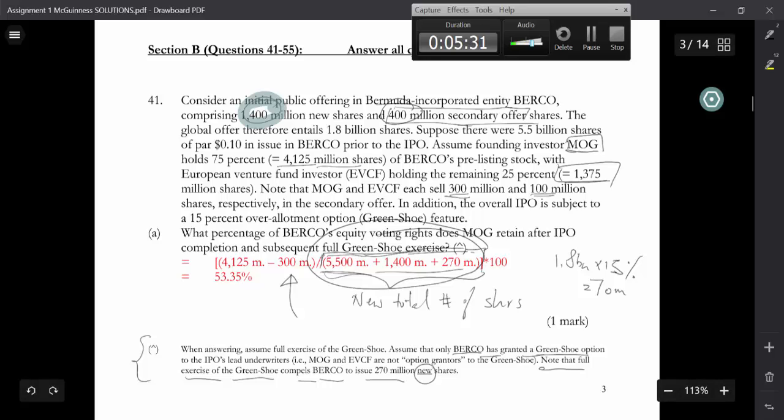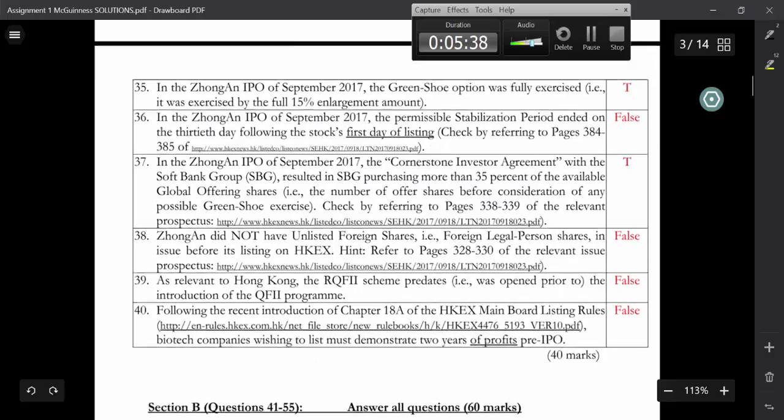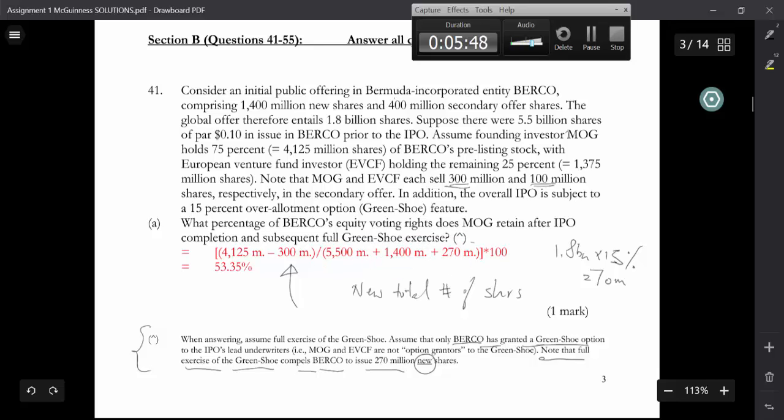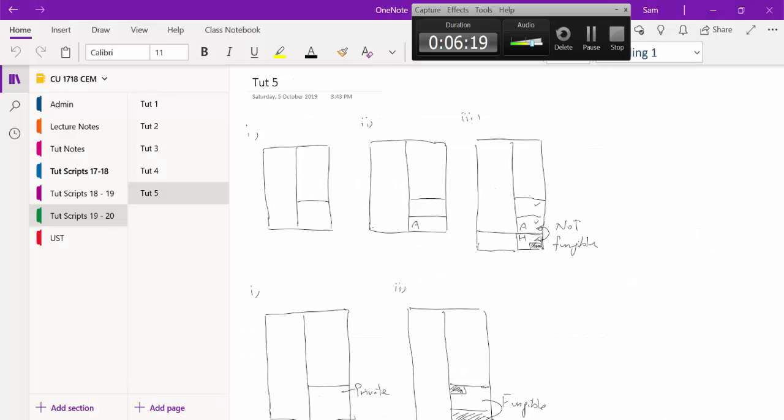Now, question 41. Some of you, when you got the wrong answer, maybe even in the first section, don't know why you got it wrong, so I'd be happy for you to ask me. So here, what do we have? Consider an IPO of a Bermuda-incorporated entity, BERCO, which comprises 1.4 billion new shares and 400 million secondary shares. Now you know exactly what this means, which is why I spent a lot of time explaining it to you.